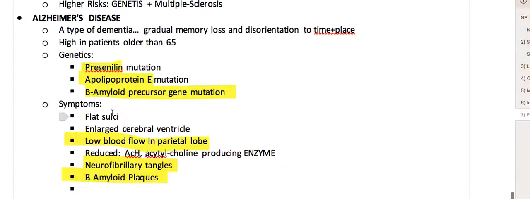Symptoms are flat sulci, enlarged cerebral ventricles, low blood flow, reduced ACh and acetylcholine-producing enzyme, neurofibrillary tangles, and beta amyloid plaques. These are all symptoms of Alzheimer's.